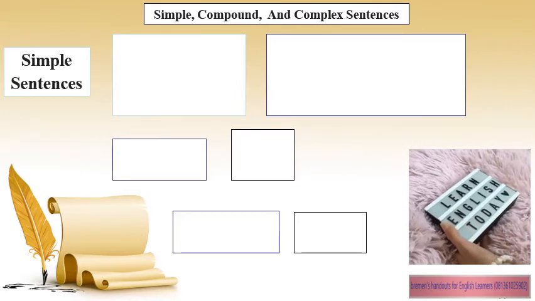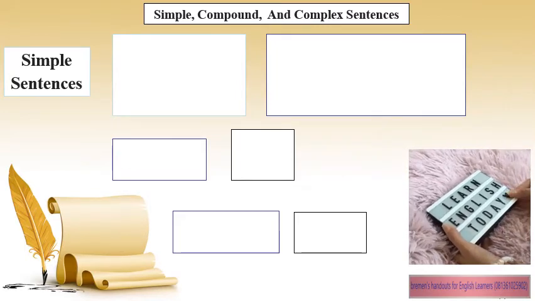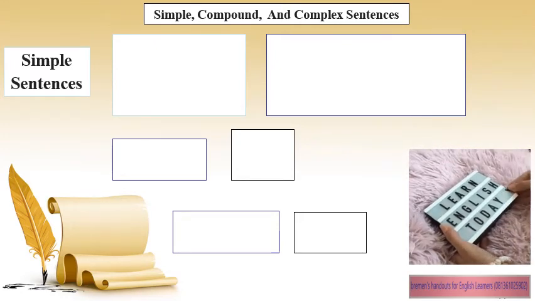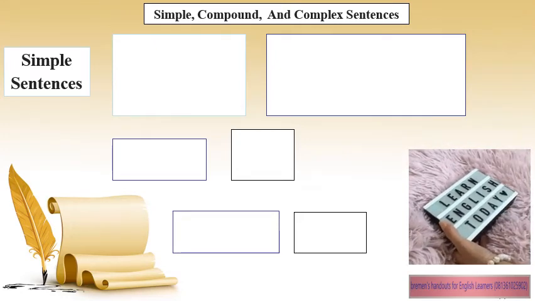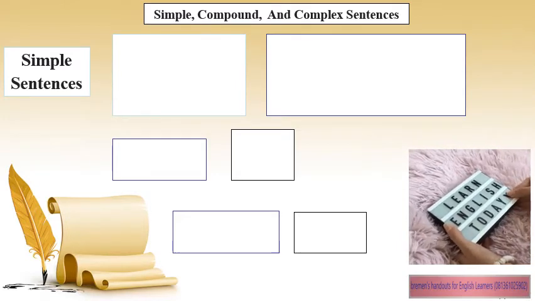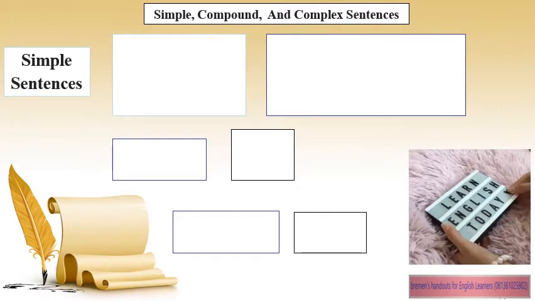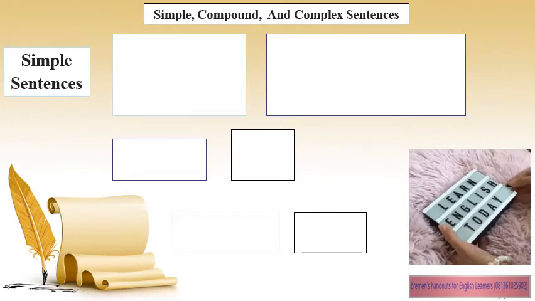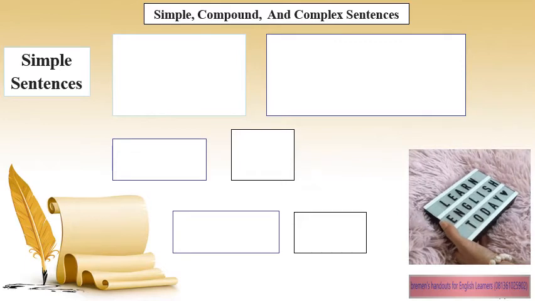In English grammar, in the text, in any paragraph that you read, there is no single sentence out of the three kinds of sentences. They are simple, compound, and complex forms. Here is a brief explanation about the use of the simple, compound, and complex sentences.